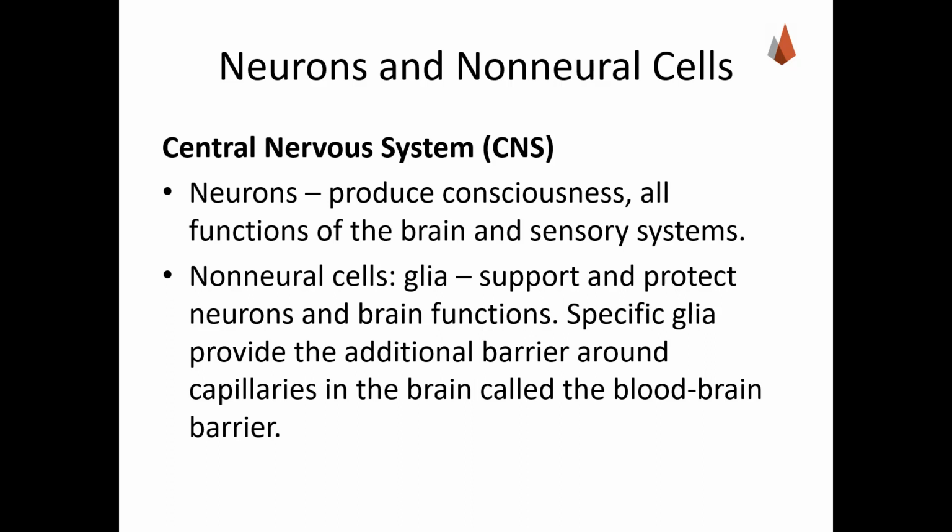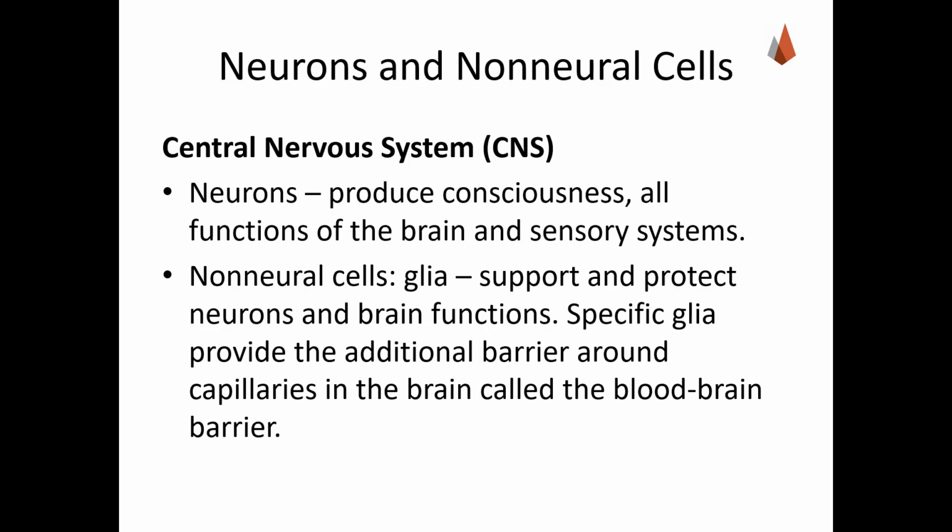Let's back up a little bit and talk about the general overview of neurons. Neurons are what comprise our central nervous system. They produce all of our consciousness, all of the functions in our brain, everything that our sensory systems do. It's all thanks to the function of neurons. But neurons aren't the only thing we have in our brains. We also have non-neural cells, which we call glia, and these cells do different functions to support and protect neurons and their processing of information.